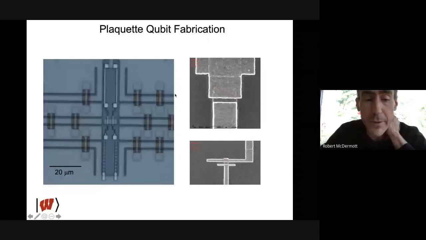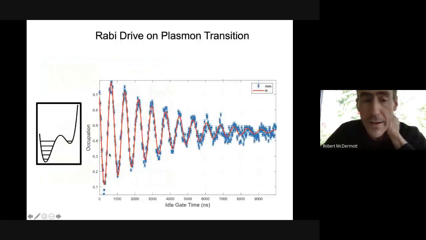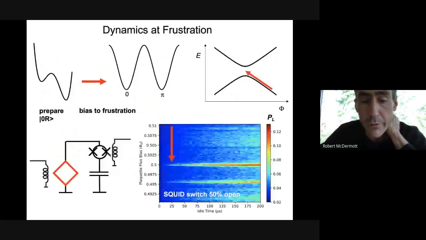Again, we're implementing the plaquette using a junction chain for the inductance. And okay, we can operate this as a microwave mode, and we have coherence times of order microseconds. But of course, the critical experiment for us is to bias to frustration and look for the dynamics of the qubit in this 0 pi subspace.